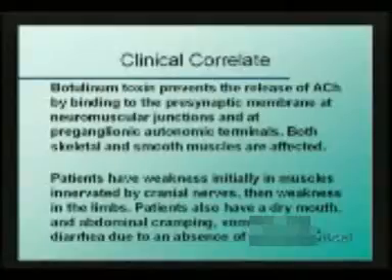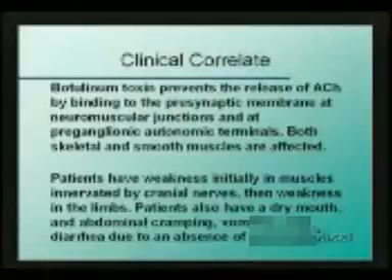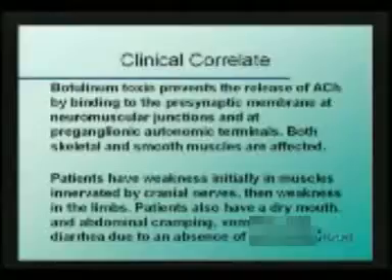Then finally, they're also going to have autonomic signs and symptoms, including dry mouth, abdominal cramping, vomiting, and diarrhea due to basically a problem at the location of junctional specializations associated with smooth muscle.